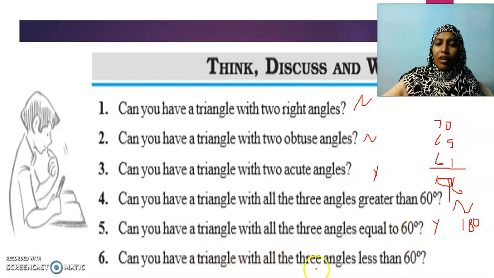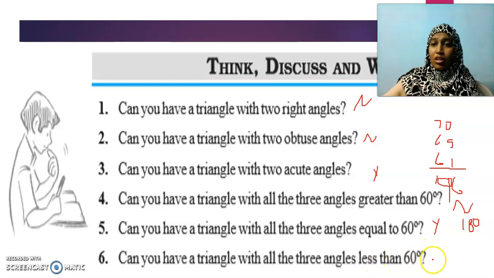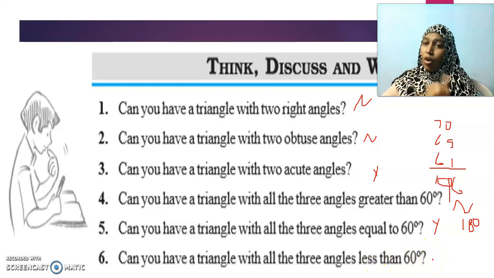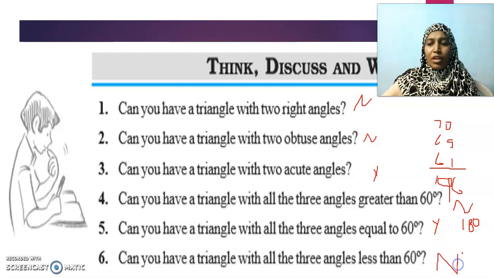Can you have a triangle with all the three angles less than 60 degree? They are saying not only one angle, all the three angles. Even if one angle is less than 60 and the other two are also less than 60, we will not get 180 degrees. So, it is not possible. Hope I am clear, my dear children.